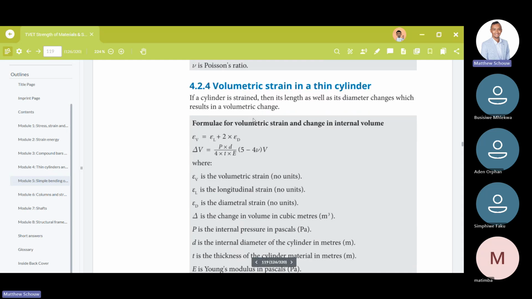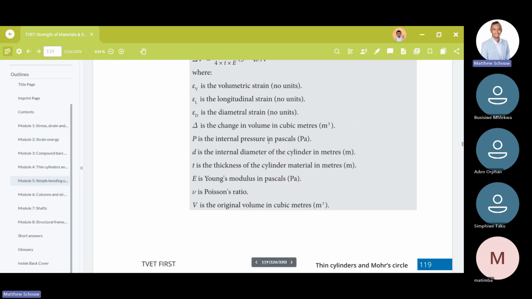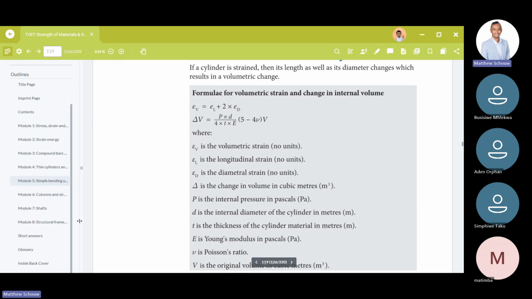And then the last one is to look at your volumetric strain, which you'll notice is εL plus 2 times εD. The reason being, you have two cylinders on either end, and this is the length in the middle. Your volume formula is basically change in volume equals PD over 4tE, bracket 5 minus 4 times the Poisson's ratio, times the volume. So if you have those formulas, you should be able to calculate all of this.